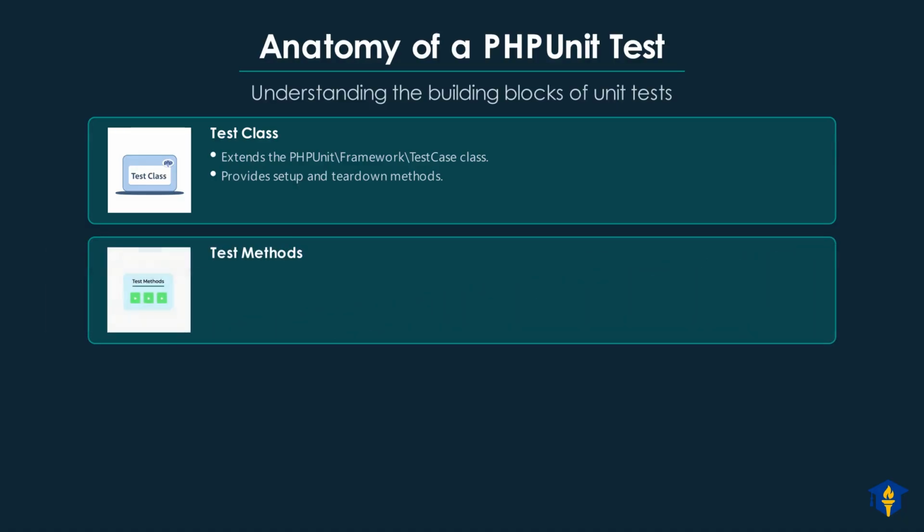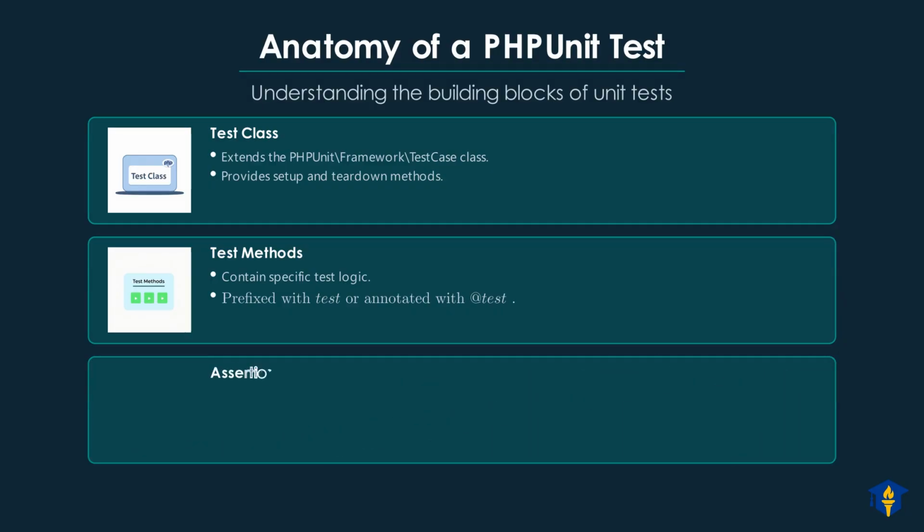Next, we have the test methods, which are the actual functions containing the specific logic for each test case. These methods encapsulate the precise steps needed to verify a particular unit of code's behavior. Each test method must either be prefixed with the word test or be annotated with @test for PHPUnit to recognize it. Finally, assertions are critical statements within your test methods that verify if the expected outcomes are met.